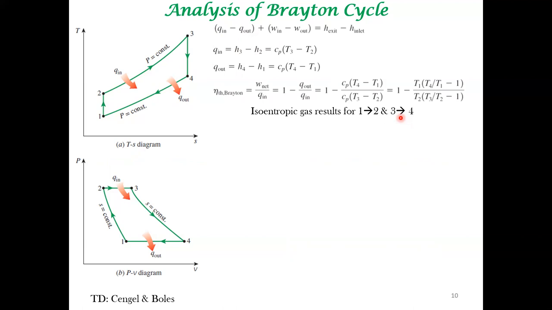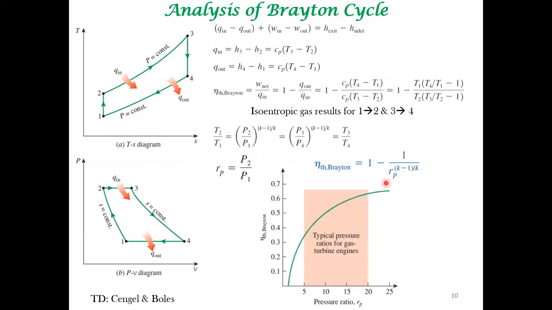I can use the isentropic gas results for representing the process changes 1-2 and 3-4. Using those results, I can rewrite the efficiency using new variables. I introduce this new term RP, which is P2 divided by P1, the pressure at this point divided by the pressure at this point. Corresponding to these two points, there are also temperature changes. So if you introduce all these terms and the isentropic gas results, the theoretical efficiency of a Brayton cycle can be represented in this manner.